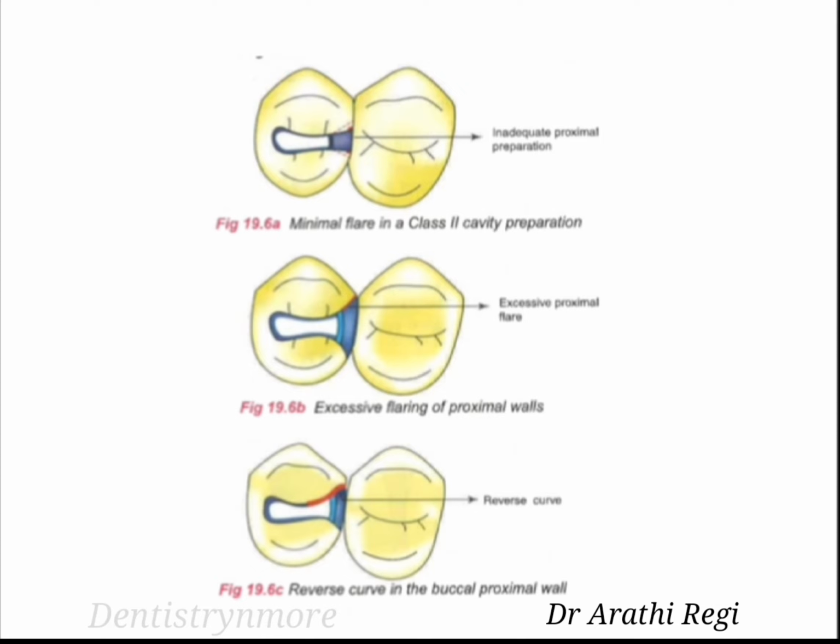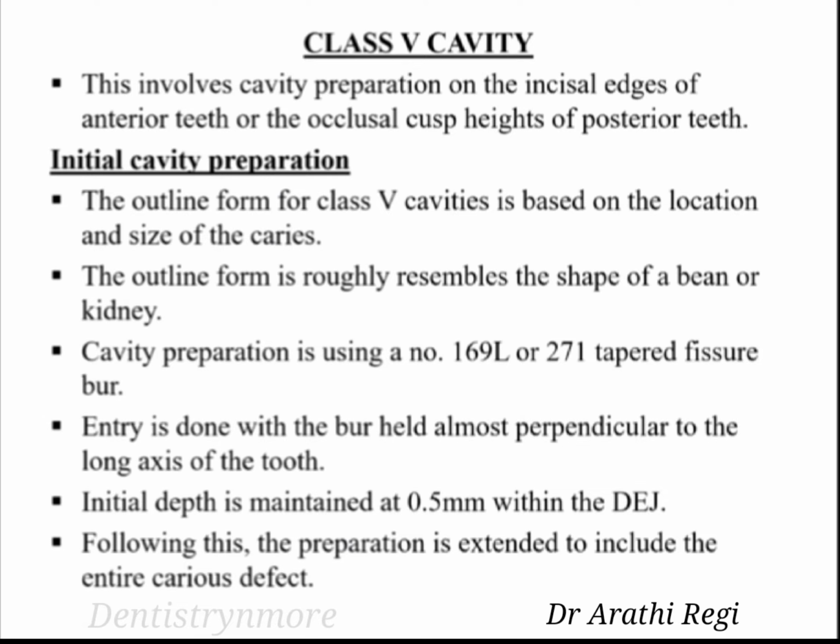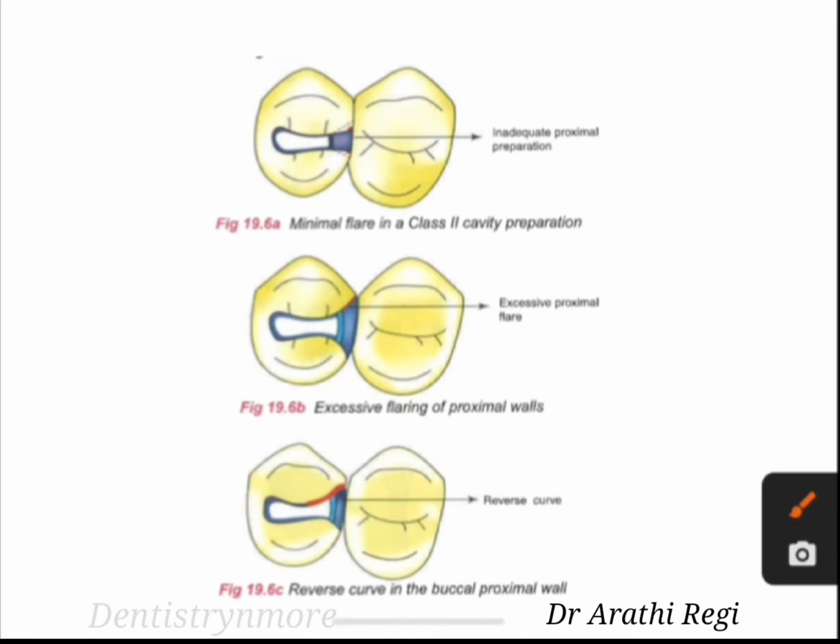This shows the figure of the reverse curve. You can see the first figure is a minimal flare, so there is inadequate proximal preparation, and if there is excessive flaring, there is excessive proximal flaring, so excess tooth structure will be lost. So a reverse curve or an S-shaped curve is given, that you can see here.